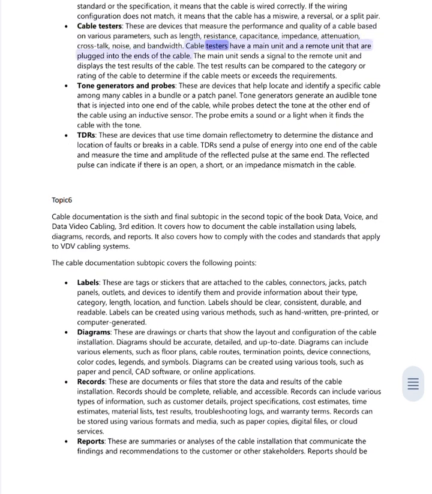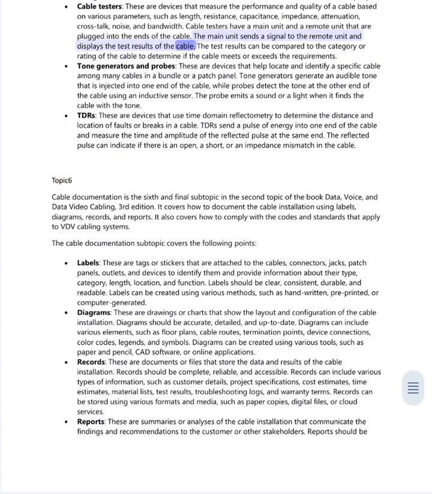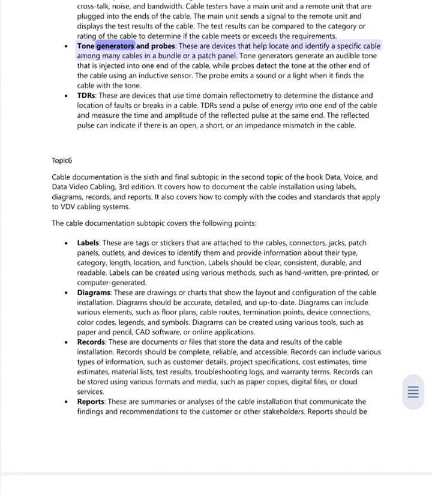Cable testers have a main unit and a remote unit that are plugged into the ends of the cable. The main unit sends a signal to the remote unit and displays the test results of the cable. The test results can be compared to the category or rating of the cable to determine if the cable meets or exceeds the requirements. Tone generators and probes.